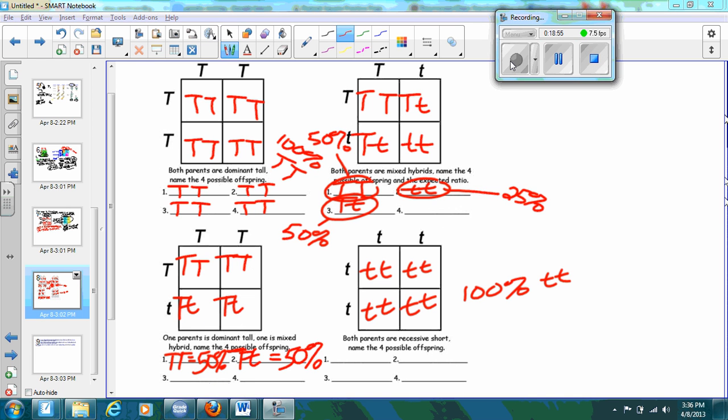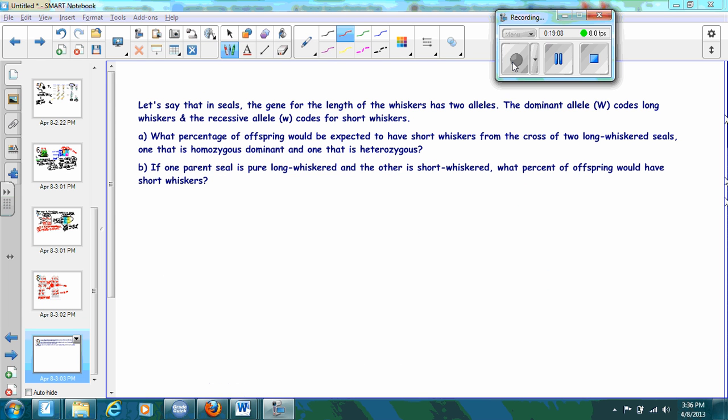So here you guys can see the answers to the Punnett square. I want you to check yourself, look through it, and see if you got them right. So I want you guys to go and check them. Check yourself, pause the video, see if you got the right answers.